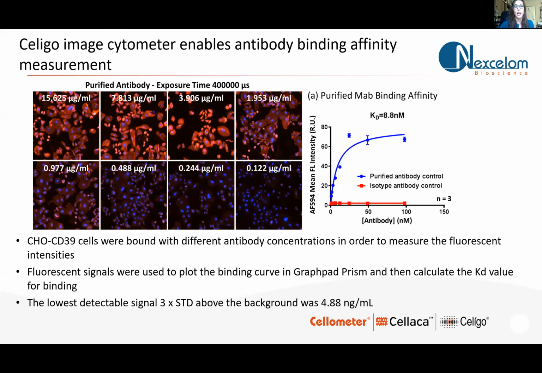So here's looking at just some of our binding affinity curves. So you obviously have your appropriate controls in here. You have your different test antibodies as well as some purified antibody, the relative concentrations in micrograms per mil. You can see by eye that you have differential intensity. And then of course you can export that raw data to GraphPad and then calculate your binding coefficients.